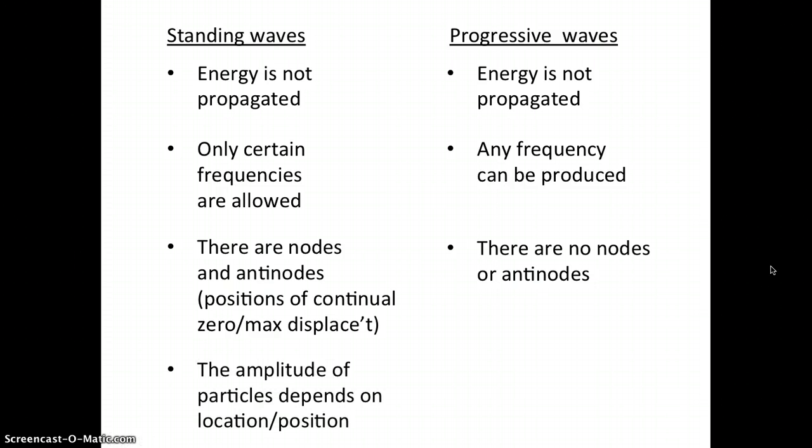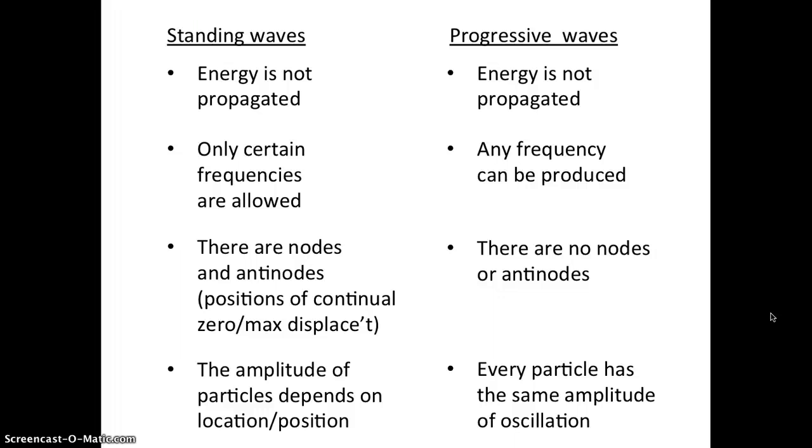In standing waves, particles have amplitude which depends on the location. Some particles, those at a node, have zero amplitude because they never go up or down. In a progressive wave, every particle always has the same amplitude of oscillation.